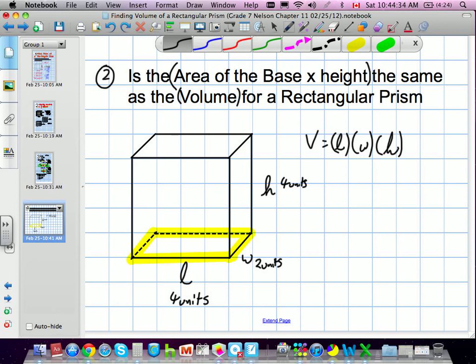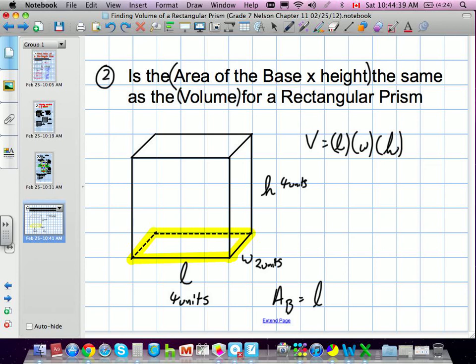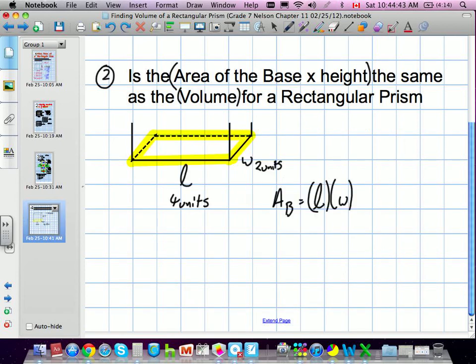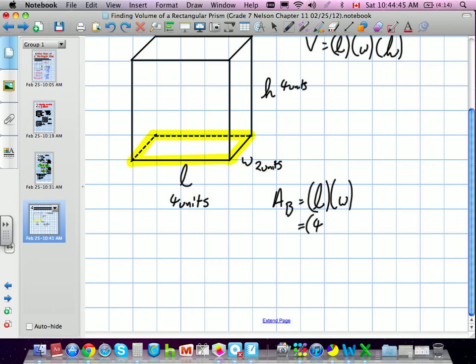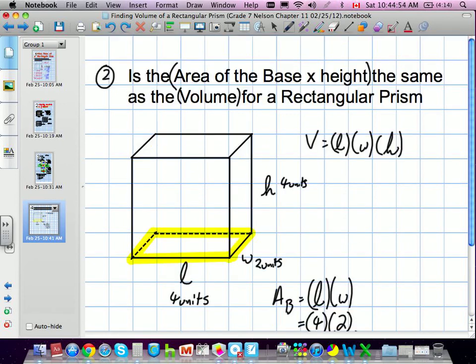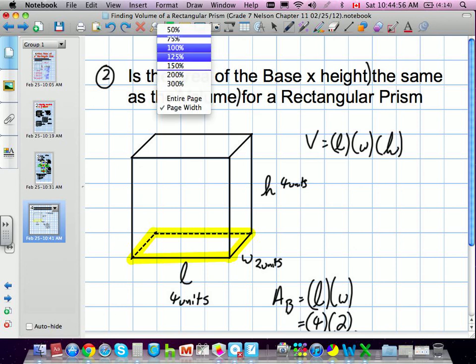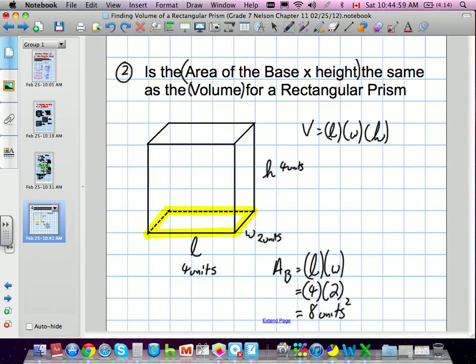So area of the base is equal to length times width. And the area of the base is 4 by 2, which is 8 units squared. Good. Now they said, if we just take this base, we'll go to full page view here, take the area of this base and multiply it by the height, will it give us the volume?